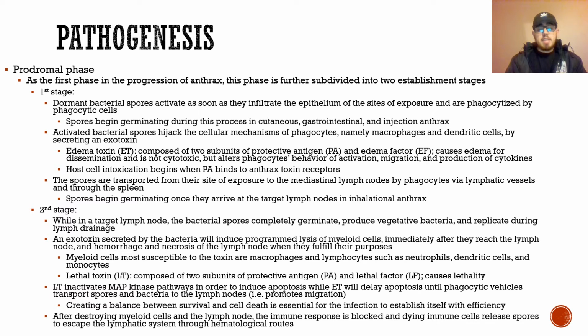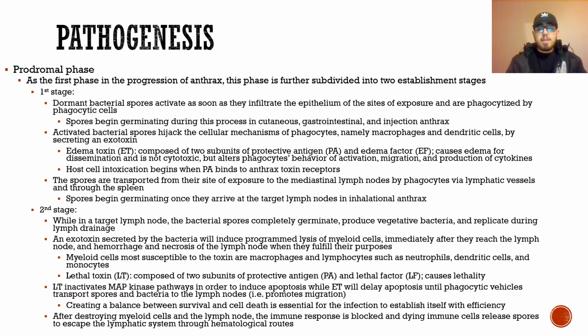In the second stage, while in a target lymph node, the bacterial spores will actually completely germinate, or reach final germination, and produce vegetative bacteria, basically bacteria that can proliferate and disseminate and secrete stronger toxins that give stronger effects. And it also replicates during the lymph drainage, or basically when the lymph node is draining lymph back into the bloodstream.